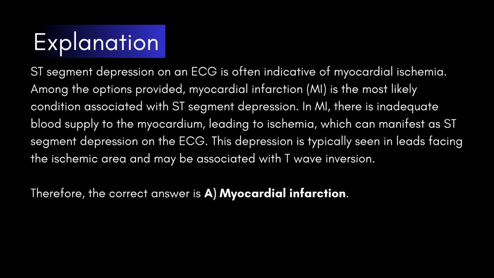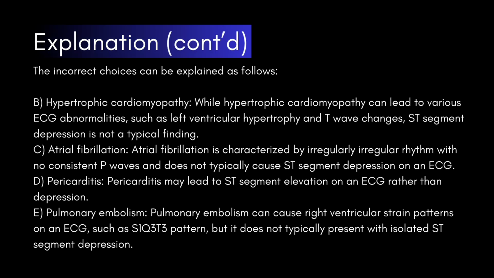Let's go ahead and see why the other answer choices are incorrect. Hypertrophic cardiomyopathy. While hypertrophic cardiomyopathy can lead to various ECG abnormalities, such as left ventricular hypertrophy and T wave changes, ST segment depression is not a typical finding. Atrial fibrillation. Atrial fibrillation is characterized by irregular rhythm with no consistent P waves and does not typically cause ST segment depression on an ECG. Pericarditis. Pericarditis may lead to ST segment elevation on an ECG rather than depression.